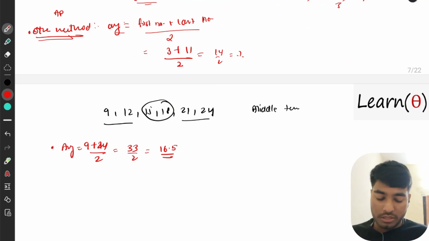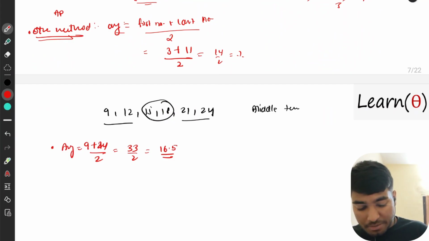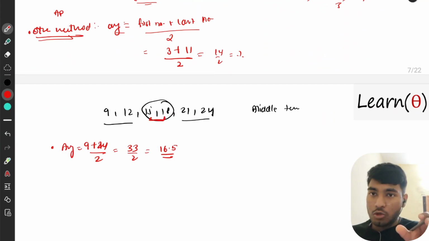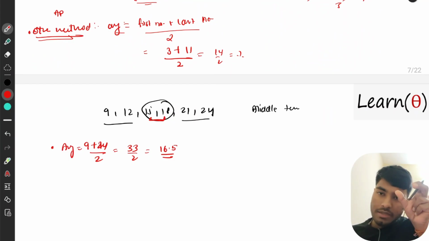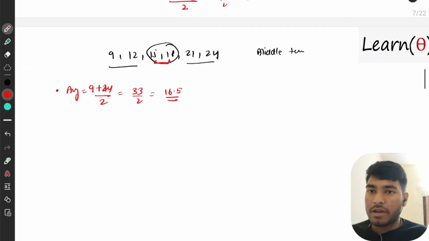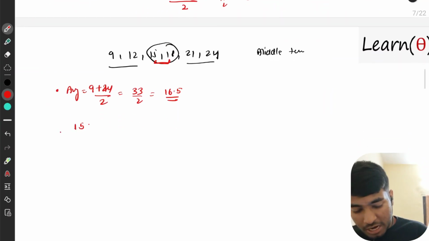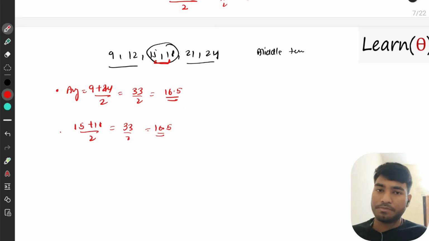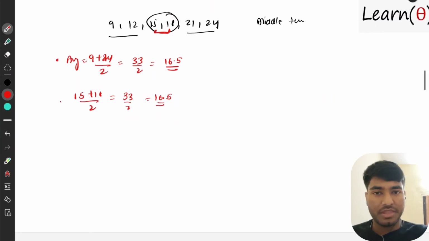Also, there is one more method. Another method says simply add the middle terms. There are two numbers in between, right? Add the two numbers in between and find the average. Just add 15 and 18, divide by 2. This is simply equal to 33 by 2, which is again 16.5. I hope whatever I am explaining, you are all able to process it. These are the methods of how you can find the value of the average in this question. I hope this is clear.